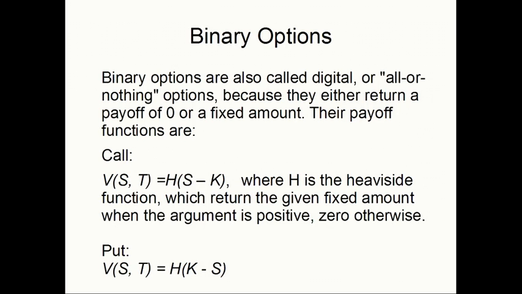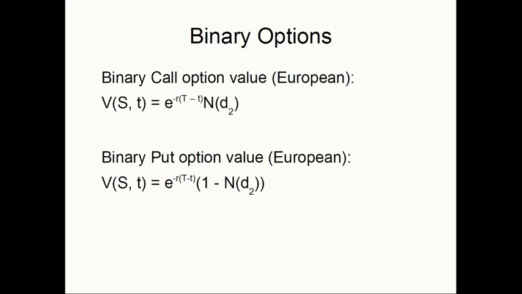Binary options are also called digital or all-or-nothing options because they return a payoff of 0 or of a fixed amount. Their payoff functions are, for the call binary option, V equals the Heaviside function of S minus K. The Heaviside function is a function which returns the predetermined given fixed amount when the argument is positive, or 0 otherwise. And for the put option, V equals the Heaviside function of K minus S. And these are the binary value equations for the call and put options.